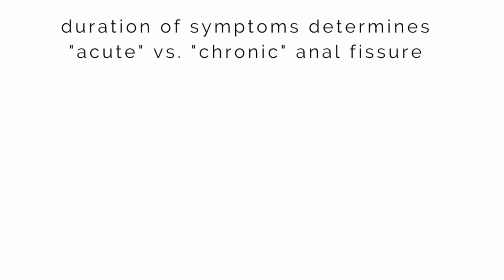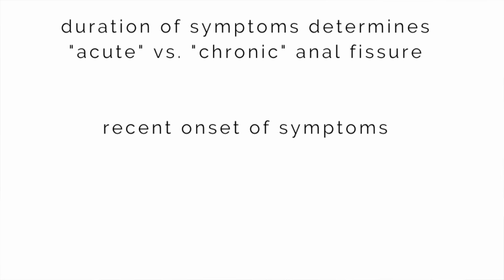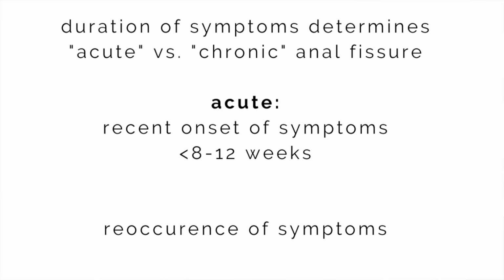The duration of symptoms is actually what defines whether an anal fissure is considered acute or chronic. And while the exact time frames vary depending on the source, I think it's safe to say if you have a recent onset of symptoms and you've had them for less than 8 to 12 weeks, you have an acute anal fissure. Whereas if you've already had a fissure and this is a reoccurring issue, or if you've had your symptoms for longer than 8 to 12 weeks, you have a chronic anal fissure. That differentiation is much more important when we start talking about different kinds of treatment. But before we discuss treatment, let's talk about causes.